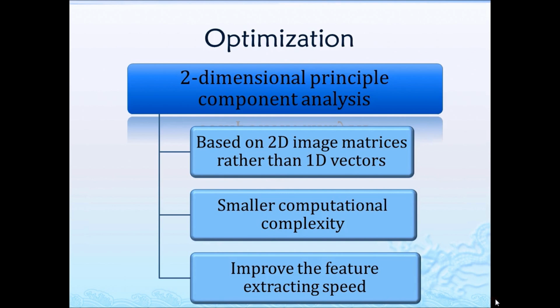Because PCA transfers the image matrix to a one-dimensional vector, the computation will be complicated and slow, so I use two-dimensional PCA to optimize it. It is based on the two-dimensional image matrices, and it has smaller computational complexity, and it improves the feature extracting speed.